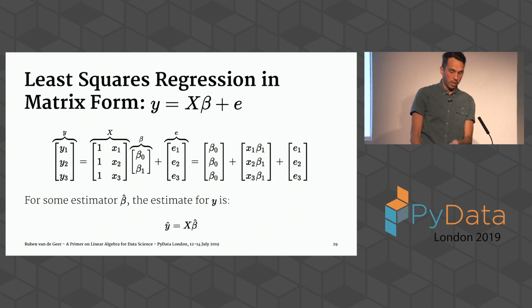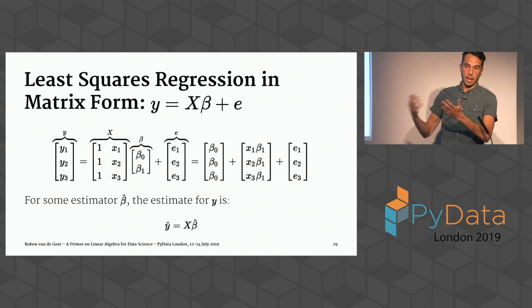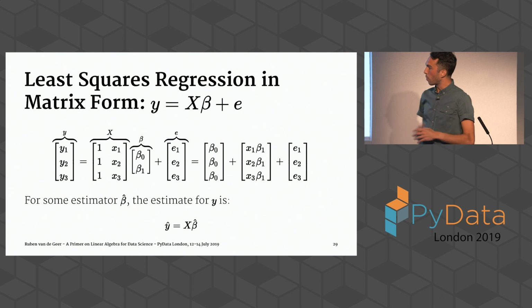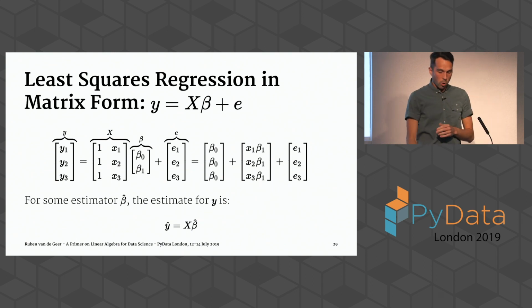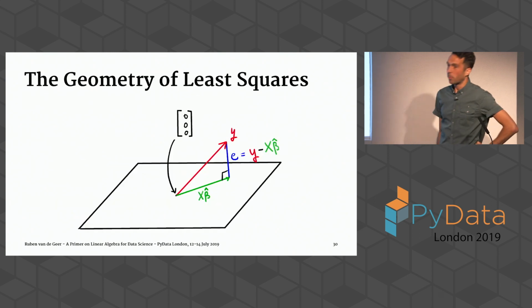So the point is, if we come up with some estimate of beta hat at some point, then we can just make a prediction for y by just doing the matrix multiplication X times beta hat. So that's it so far. So what does this geometrical interpretation of linear regression look like then? Well, it looks like this.